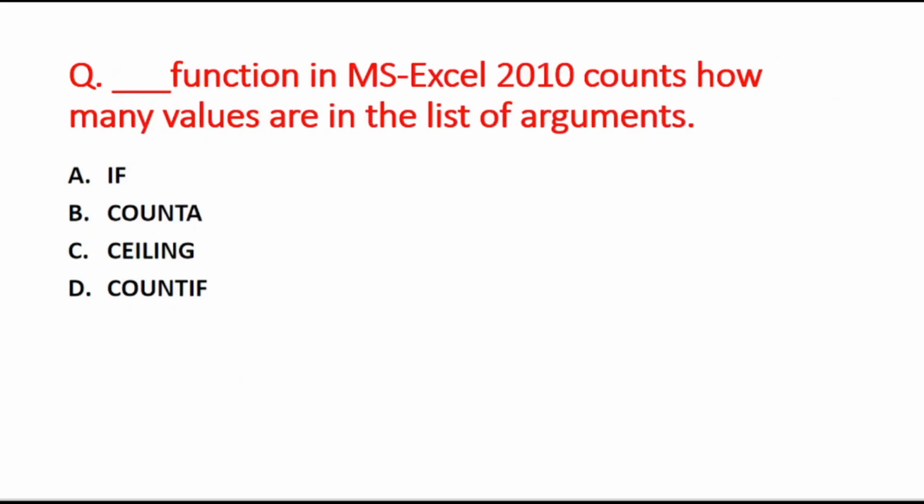Next question is blank function in MS Excel 2010 counts how many values are in the list of arguments. A option is if function, B option is count A function, C option is ceiling function and D option is count if function. So the right answer is option B, that is count A function.